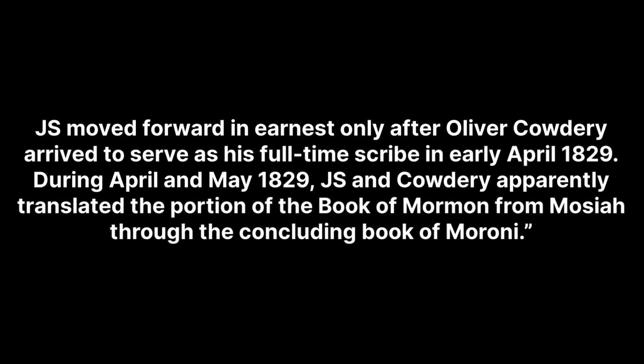Joseph Smith moved forward in earnest only after Oliver Cowdery arrived to serve as his full-time scribe in early April 1829. During April and May of 1829, Joseph Smith and Cowdery apparently translated the portion of the Book of Mormon from Mosiah through, including the Book of Moroni. So in 1 month, you get Mosiah through the end of what we currently have as the Book of Mormon. The end of the Book of Moroni.